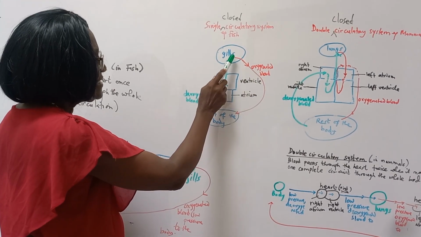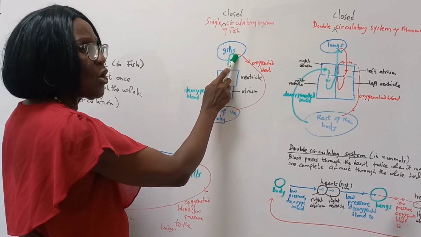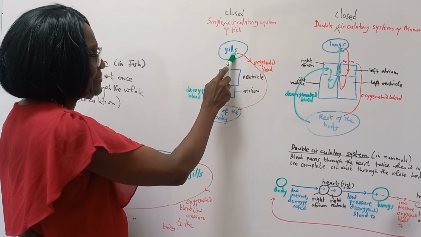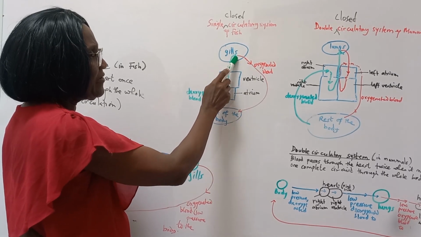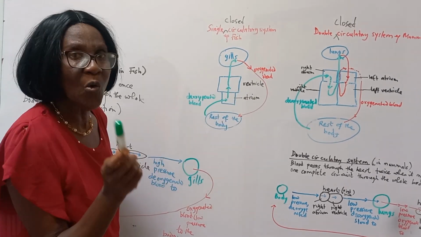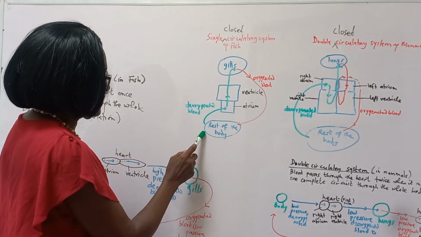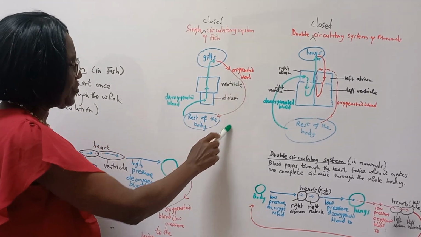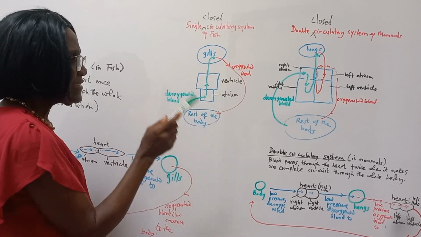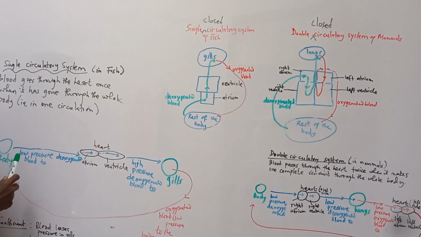But the blood that leaves the gills is low pressure, because in the gills, the blood goes through capillaries. And when blood has gone through capillaries, it loses pressure. So in single circulatory system, the blood goes through the heart once, and when it has gone through the whole body, once. But it's inefficient. Let's use this to explain.